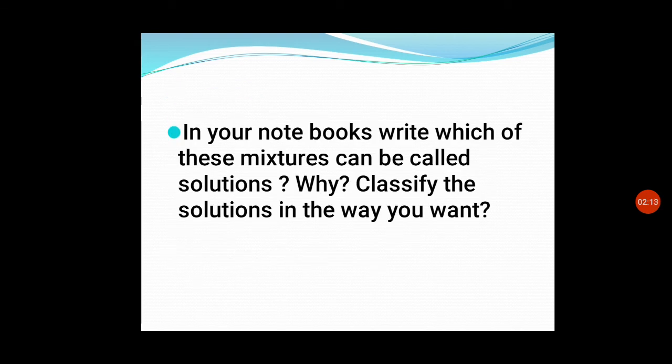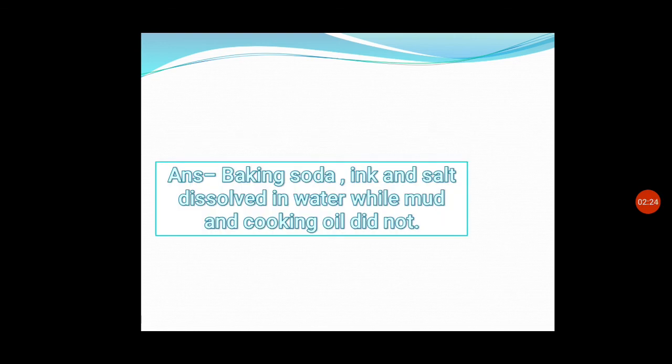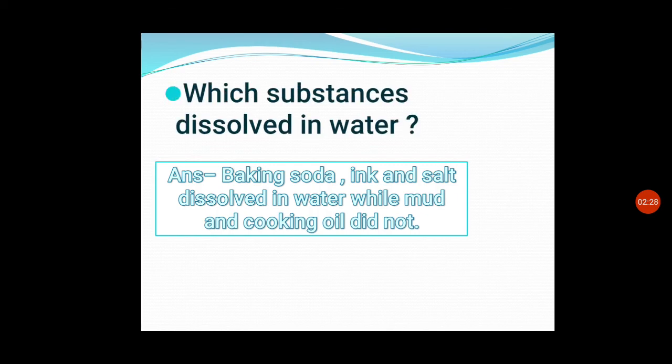In your notebooks, write which of these mixtures can be called solutions. Why? Classify the solutions in the way you want. Okay. Which substance is dissolved in water? Baking soda, ink and salt dissolved in water, while mud and cooking oil did not. Okay, this will be your observation.